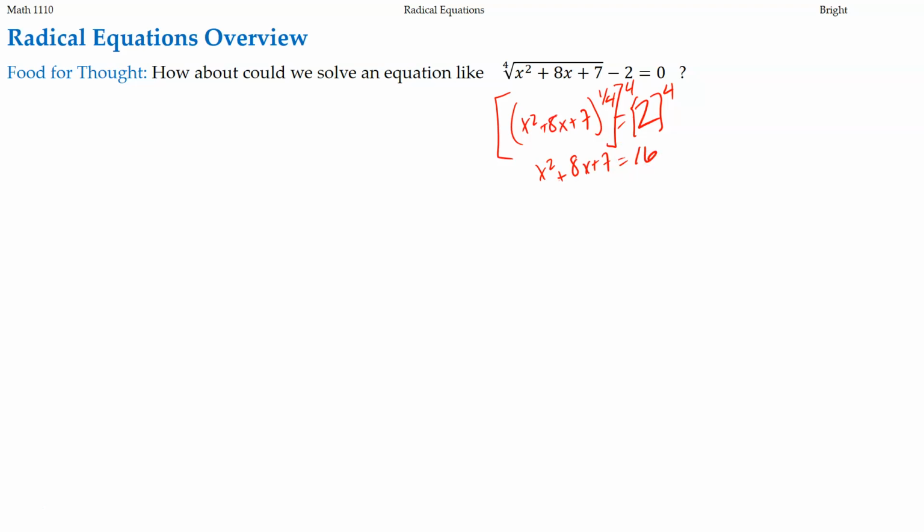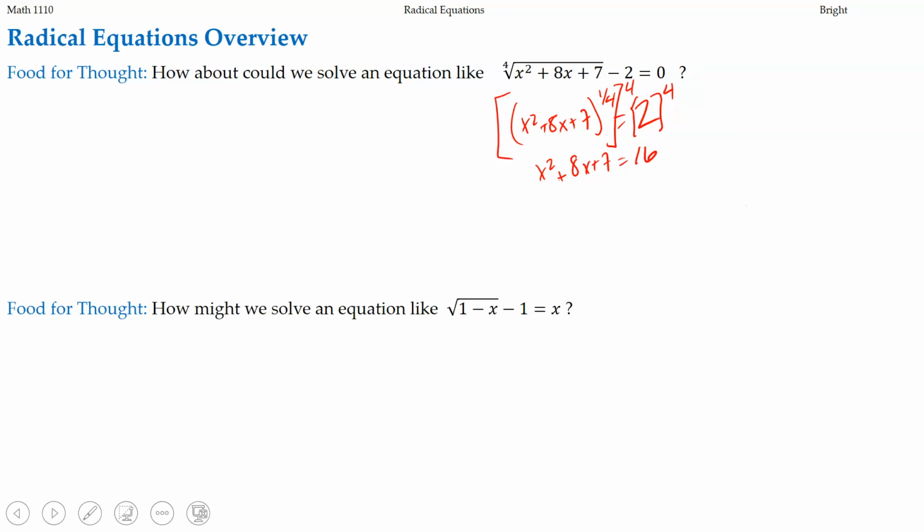Okay, that's an idea. For the next one, again, I want you to think about this one. Square root of 1 minus x, minus 1, is equal to x. Again, pause the video and think about how you would solve that. Well, again, I would likely move the 1 to the other side, so I end up with square root of 1 minus x is equal to x plus 1, and then I would undo the square root by squaring both sides.